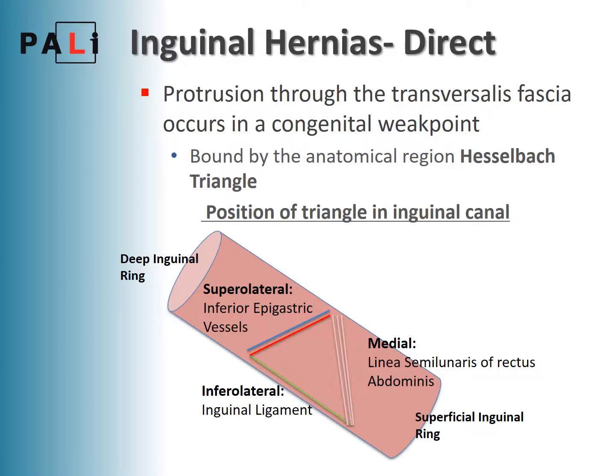Direct inguinal hernias, on the other hand, protrude through the posterior wall of the inguinal canal through the transversalis fascia, and this occurs in a congenital weak point bound by the anatomical region known as Hasselbalch's triangle. This is formed superior laterally by the inferior epigastric vessels, inferior laterally by the inguinal ligament, and medially by the linea semilunaris of the rectus abdominis muscle.